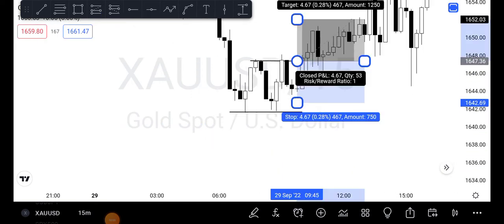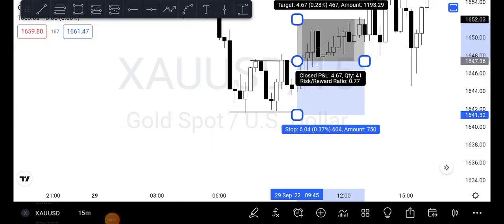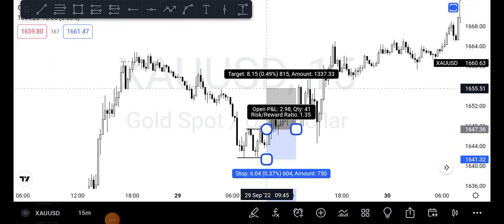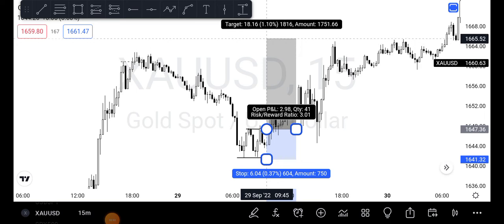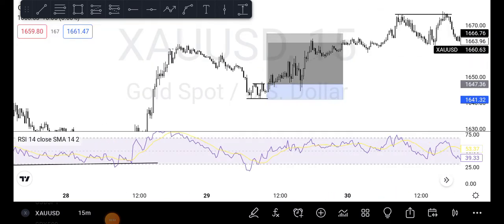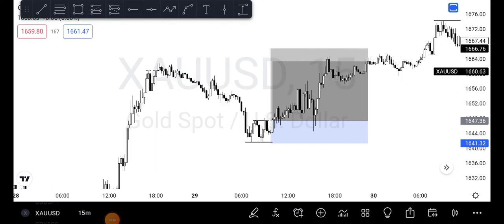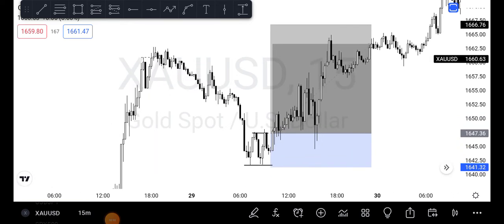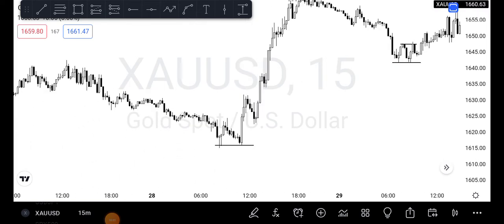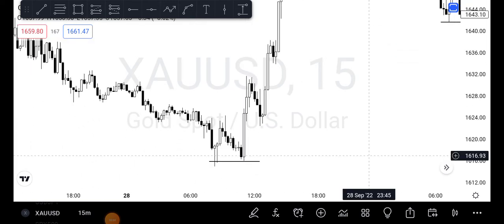I'll put my stop loss below the support and target. You see how it's working? You see how it works on this place? Okay, so let's move to another example. Okay, look at this one.